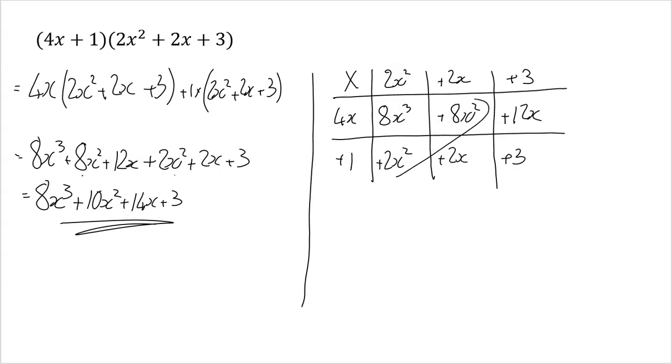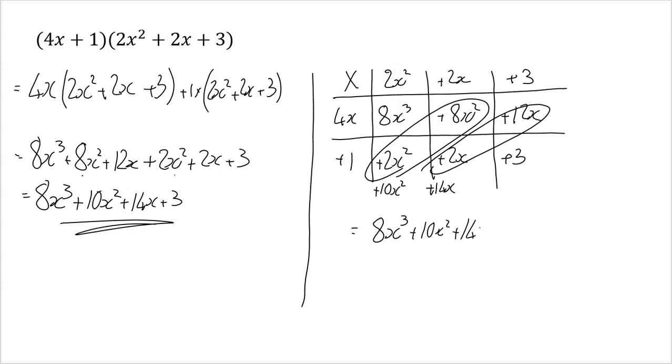And again, there's my diagonals. Simplify them here. Plus 2x squared plus 8x squared gives me plus 10x squared. Plus 2x plus 12x gives me plus 14x. And it lets me write out my whole final solution, which is 8x cubed plus 10x squared plus 14x plus 3. And again, lo and behold, exact same solution. Both methods, same solution either way. That's what we're after.